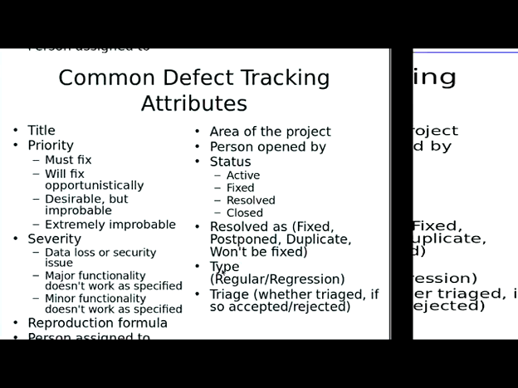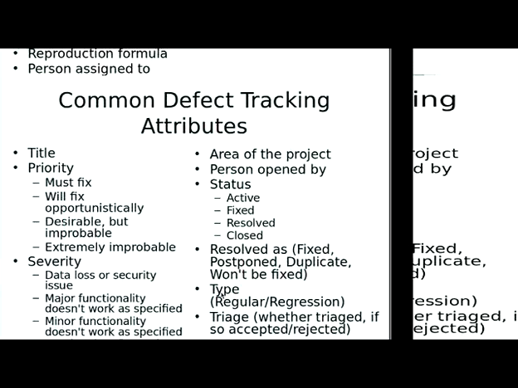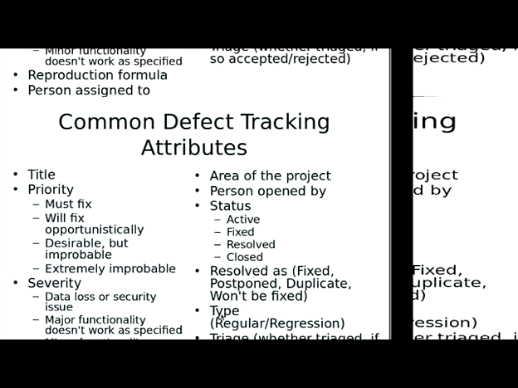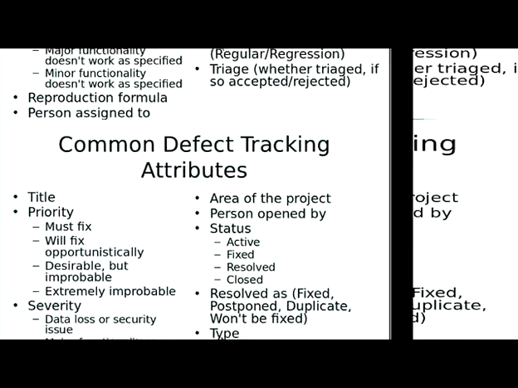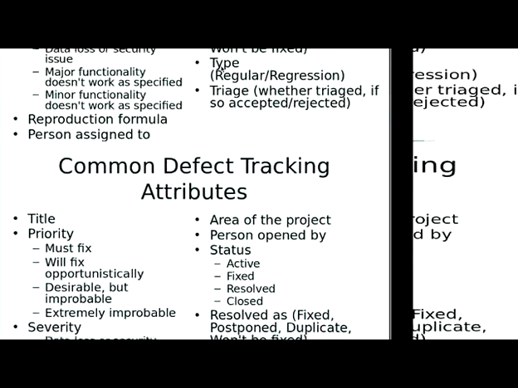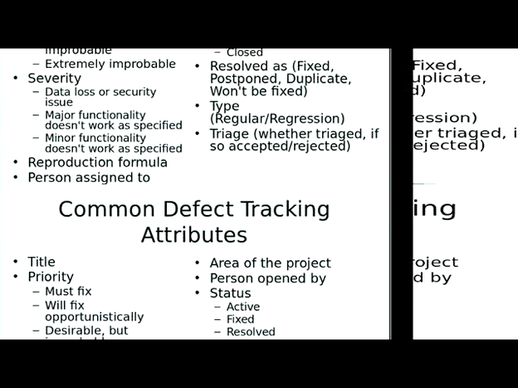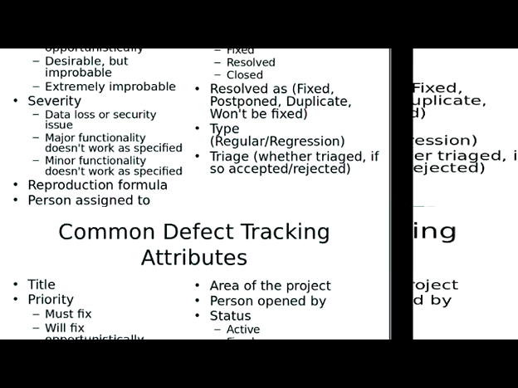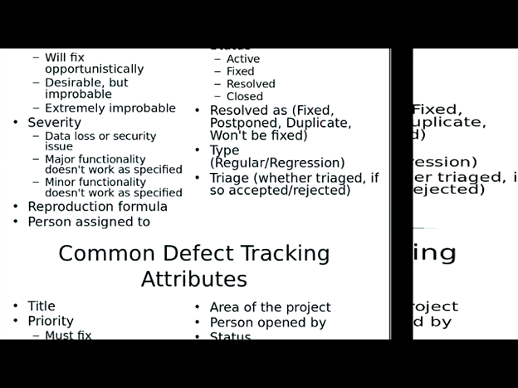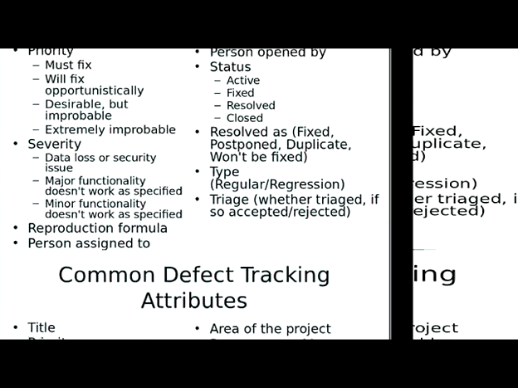And you know what type of bug this is? Is this a regular bug or is it a regression? Is it actually something that failed before, a previous defect that's re-emerging, for example? And is this triaged? Is it rejected as a bug? Is it treated as, okay, we don't have time for this?